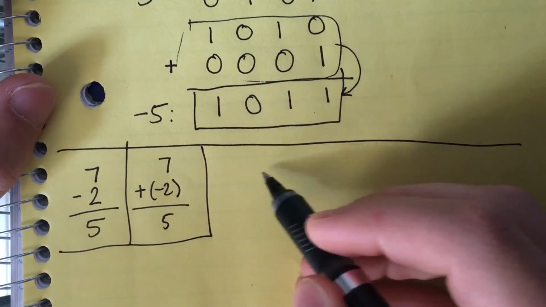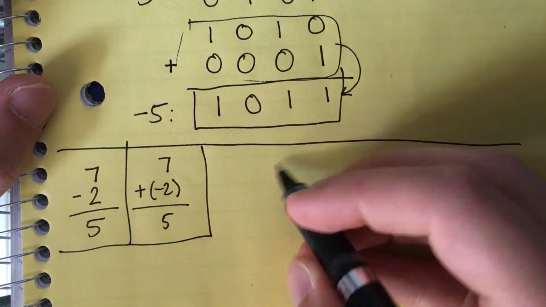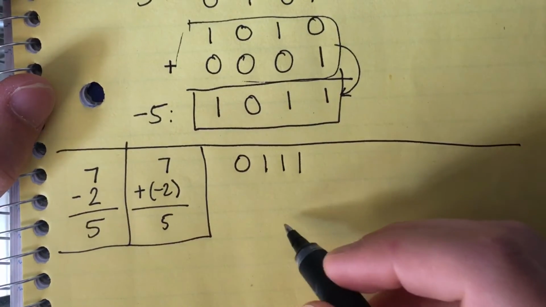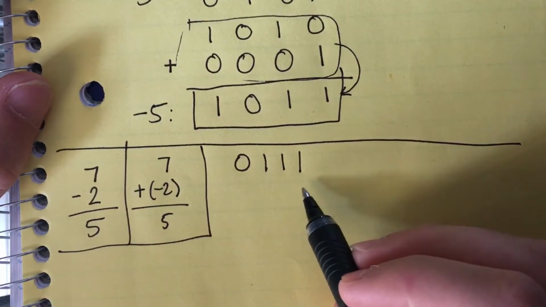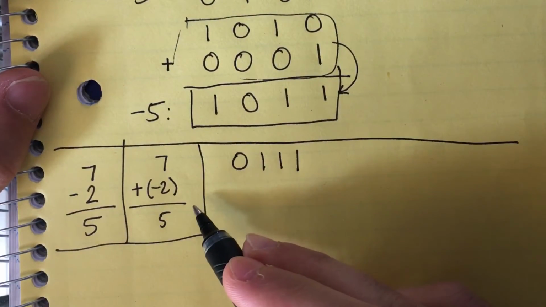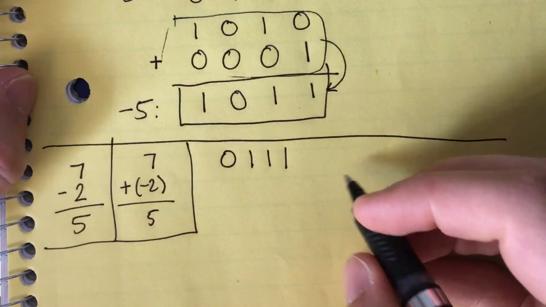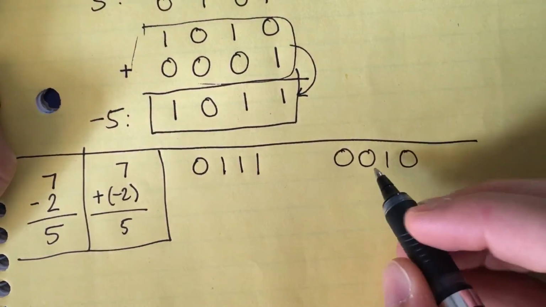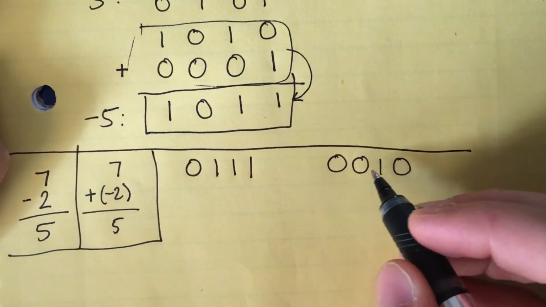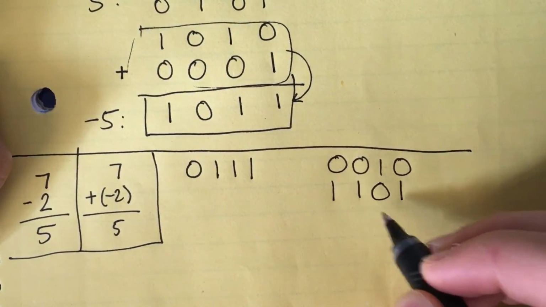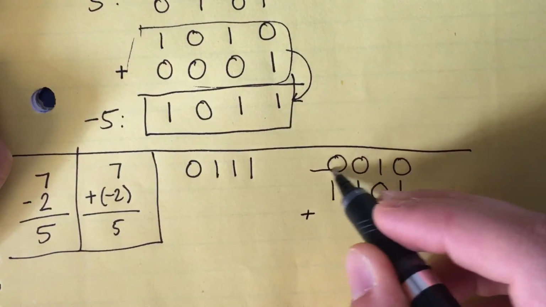So 7 in binary, using 4 bits, would be 0, 1, 1, 1. And then the number negative 2. So we want to write 2 in negative form. 2 we know is 0, 0, 1, 0. And then we're going to take the complement, like I said, the first step. That would be 1, 1, 0, 1. And now we're done with that part.